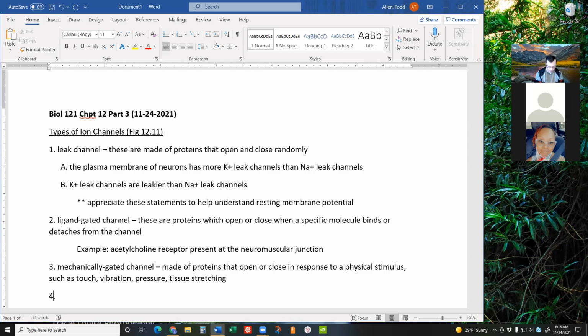All right, next, the fourth and final one are the voltage-gated channels. A voltage-gated channel is made of proteins that open or close in response to a change in membrane potential.